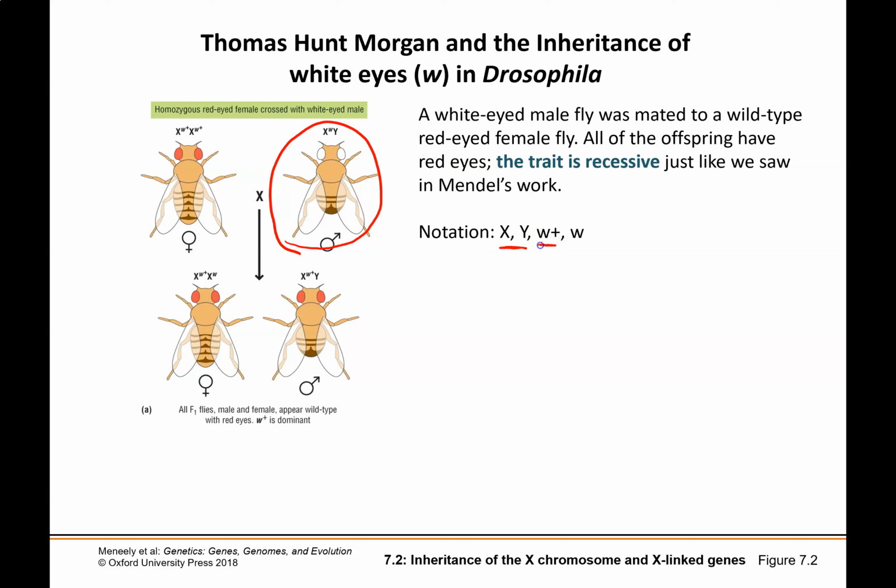This W plus is what we call the wild type notation. So this is the common version found in the population or found in the wild. Now, that's not a T, that's a plus, a superscript plus, to indicate the normal version of the gene. And then the mutant version is just going to be W for white eye. So this is telling us that we are looking at the white eye mutant and the normal version of what would be the white eye.